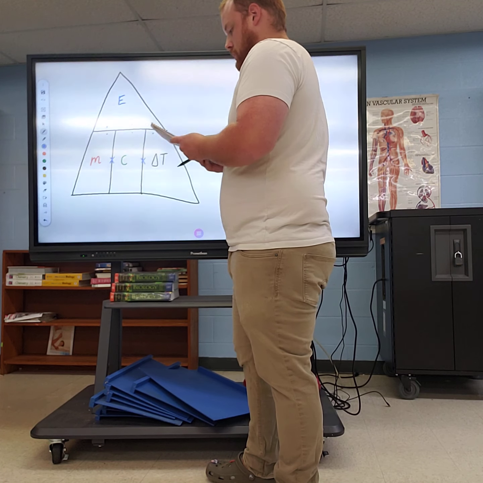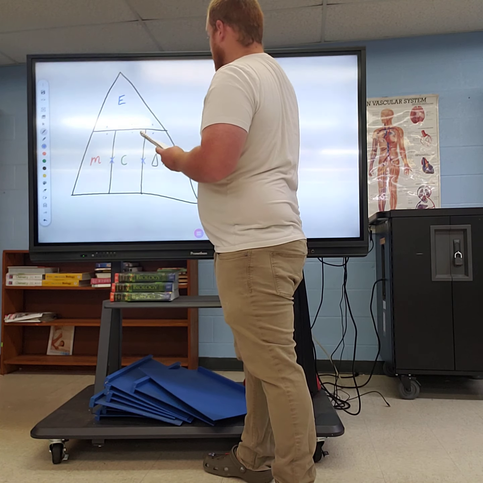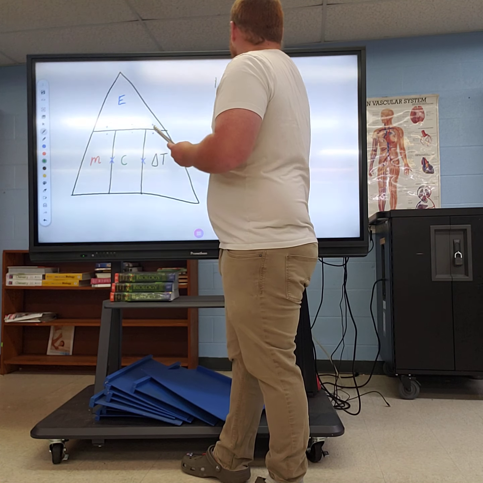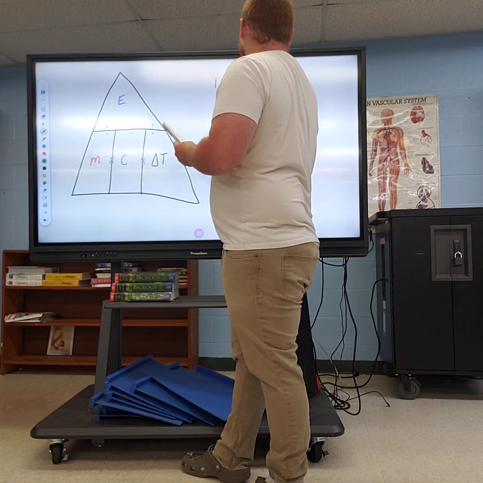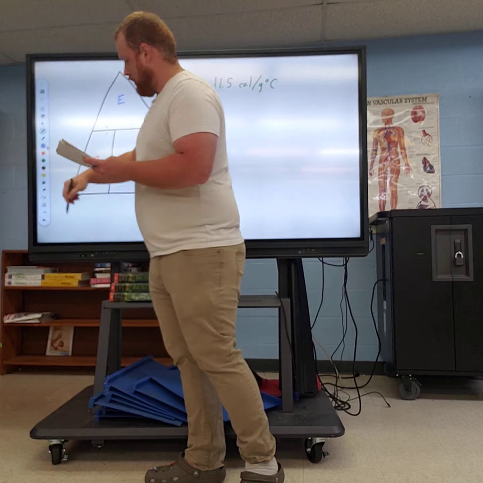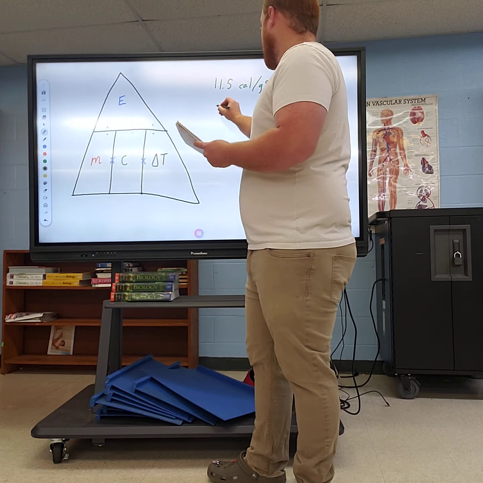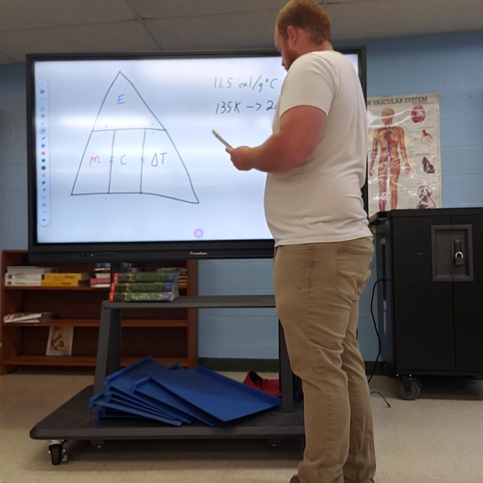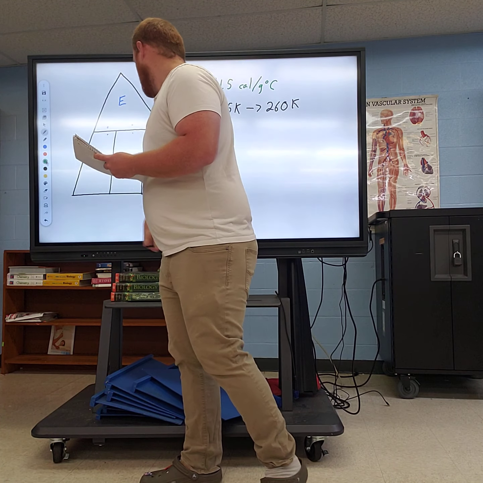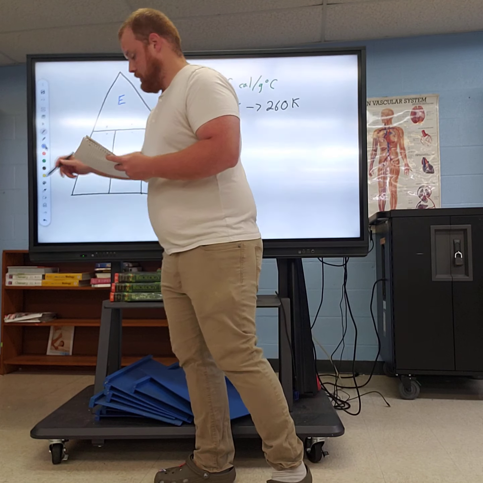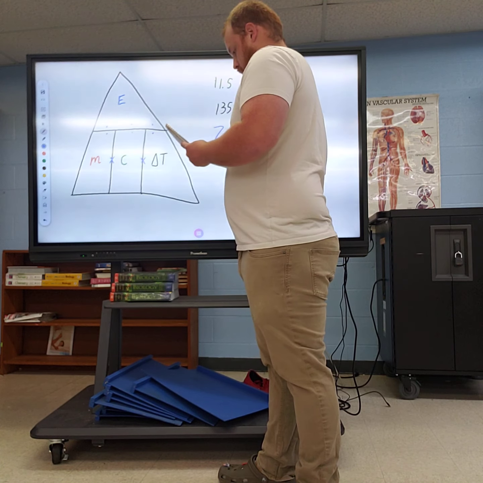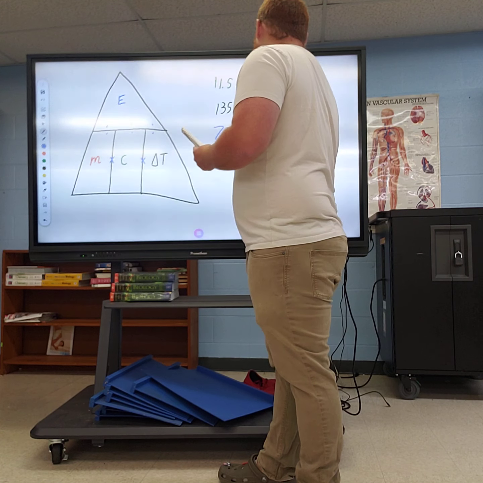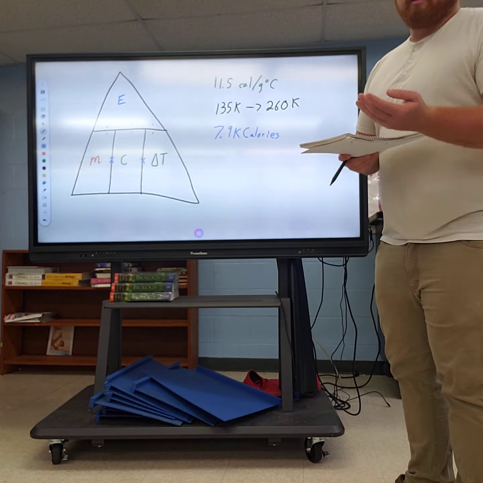The question asks you if you have something with a specific heat of 11.5 calories per gram per Celsius, and it went from 135 Kelvin to 260 Kelvin, and the energy absorbed was 7.9 kilocalories. And that's important right there, that you make sure that you change it from kilocalories to calories.